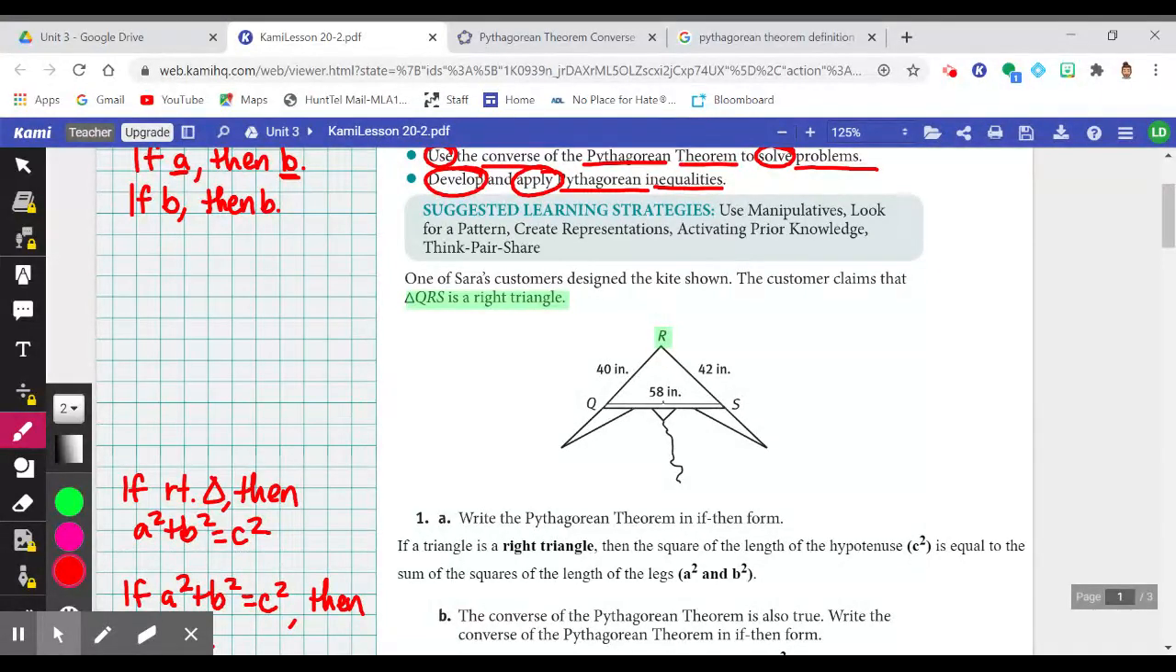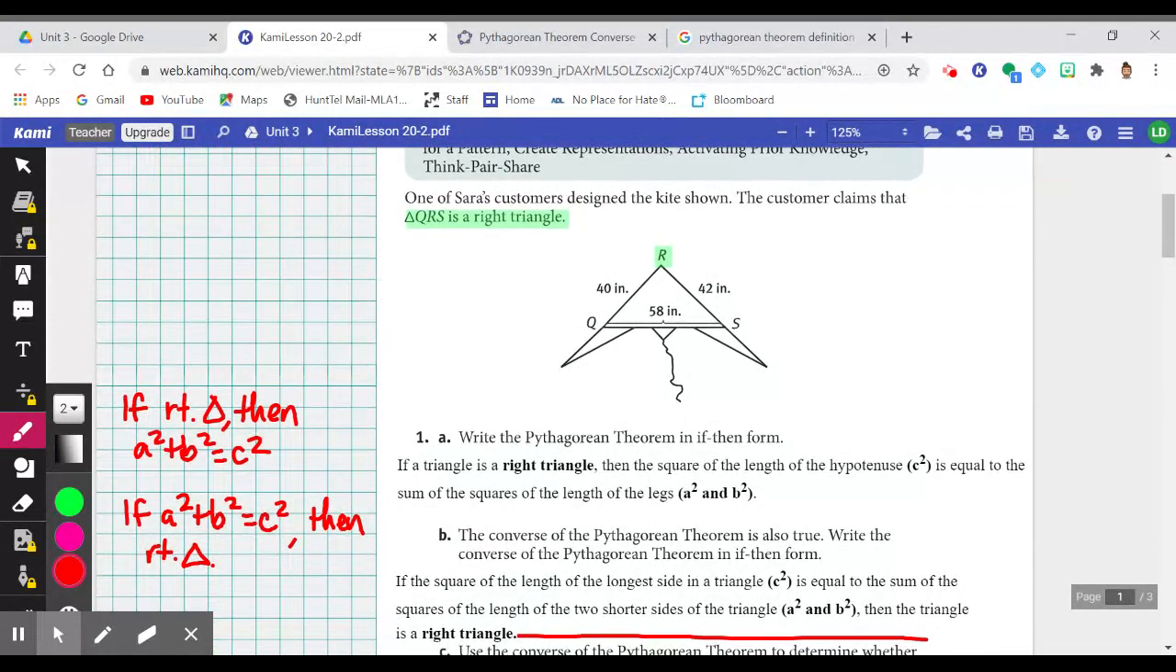That's the whole point. So 1A said write the Pythagorean theorem in if-then form. And so a lot of you probably potentially wrote a squared plus b squared equals c squared. But in if-then form: if a triangle is a right triangle, then the square of the length of the hypotenuse, which is c squared, is equal to the sum of the squares of the length of the legs, a squared plus b squared. So if it's a right triangle, notice here I kind of condensed it. If it's a right triangle, then this is true. Again, we only use the Pythagorean theorem to solve for missing sides of right triangles.